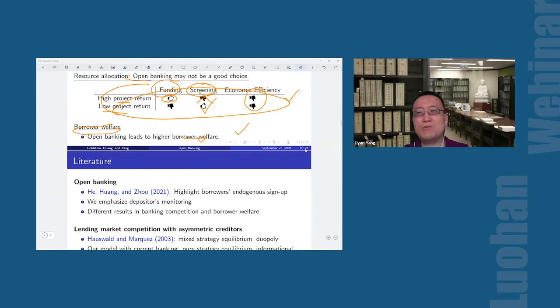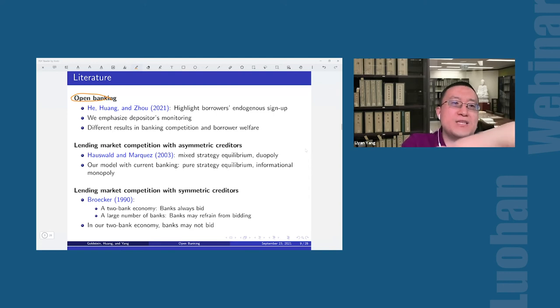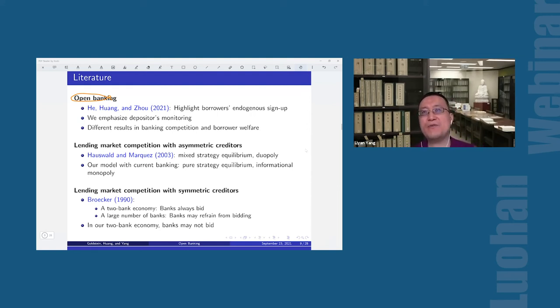Now I try to talk about the literature. The paper is related to many, many papers. Now I only focus on these three papers because they're very closely related. The first one is a recent open banking paper by Zhiguo He, Jing Huang and Jidong Zhou. We focus on different perspectives. Their paper mainly focuses on the data control part, and we focus on the data sharing part.